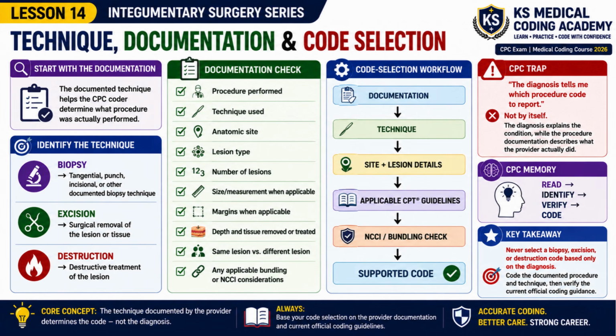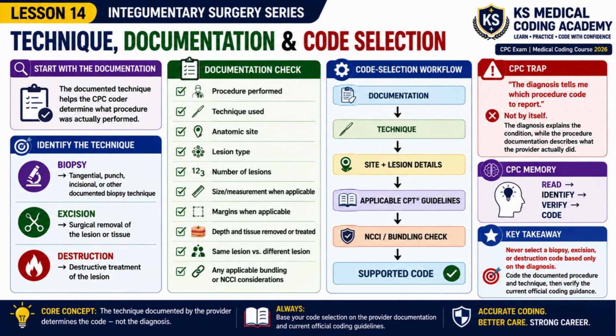Now let's look at technique, documentation, and code selection. The first step is always to start with the provider's documentation. The documented technique helps us understand what procedure was actually performed. For a biopsy, identify the documented biopsy technique. For an excision, confirm that the lesion or tissue was surgically removed. For destruction, identify the documented destructive treatment. Next, review the important documentation details: procedure performed, technique, anatomic site, lesion type, number of lesions, applicable size or measurement, margins, depth and tissue treated, and whether the procedure involved the same or a different lesion.